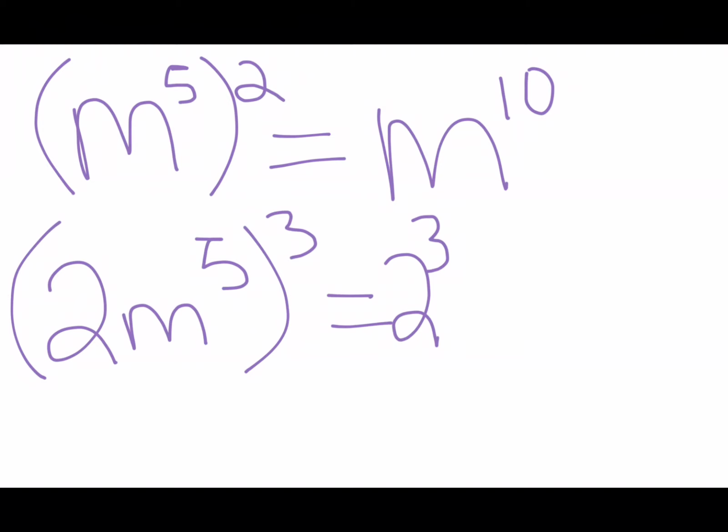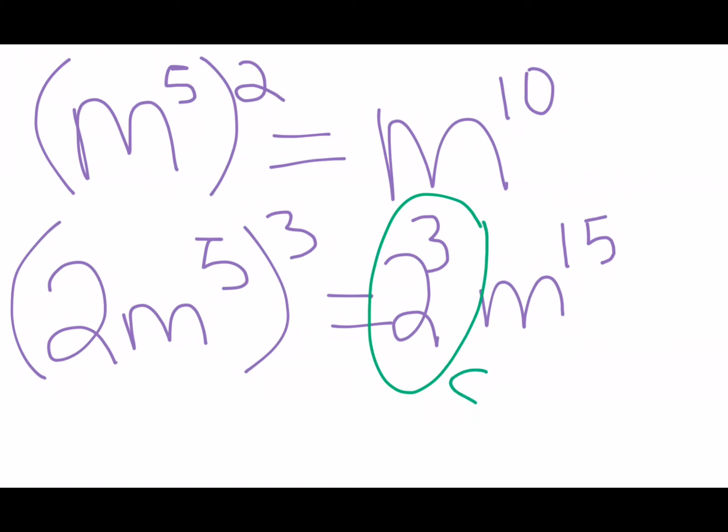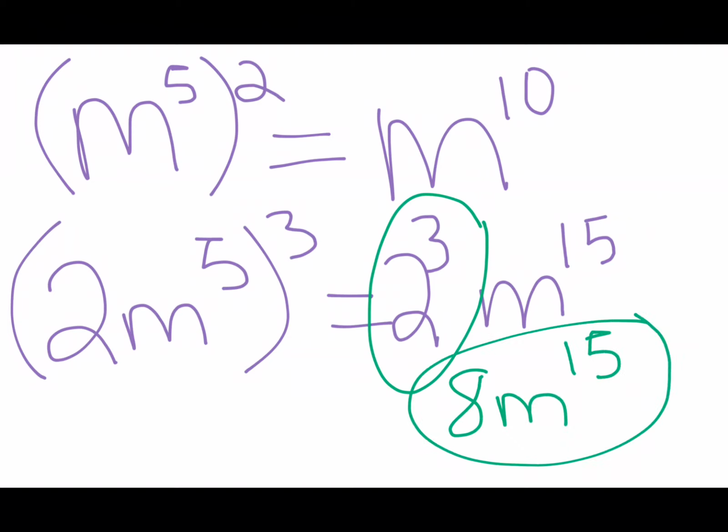So m to the 5th raised to the 3rd power would be m to the 15th power. However, we should know what 2 to the 3rd power is. 2 times 2 is 4, and 4 times 2 is 8. So that gives us 8m to the 15th. That would be the total simplified version of 2m to the 5th to the 3rd power.